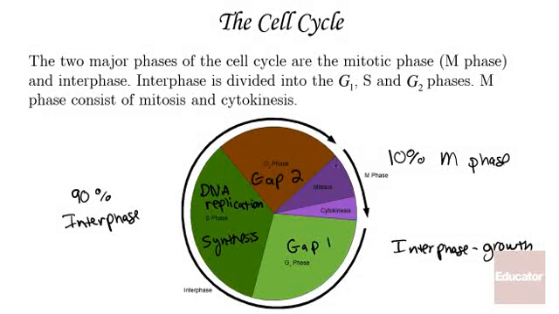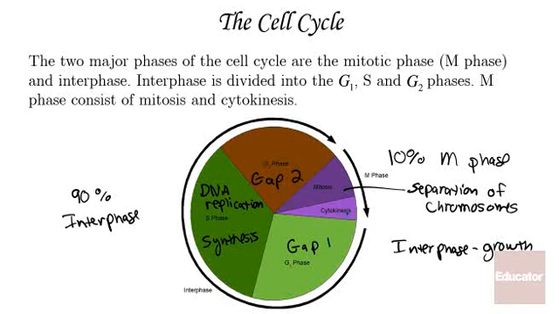Mitosis is the section of the cell cycle during which the chromosomes are divided up into 2 separate sets, 1 for each nuclei of the daughter cell. So here we have separation of chromosomes. The chromosomes are divided up into 2 complete sets, 1 for each nuclei of the daughter cells.